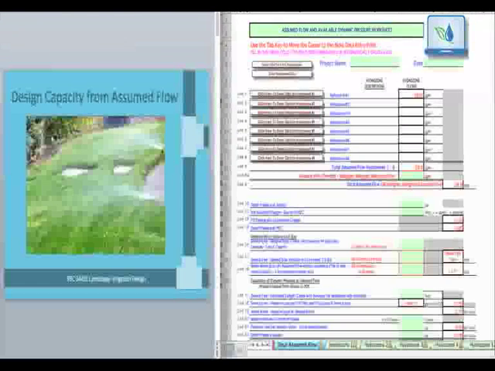Hi folks, we're continuing our discussion of design capacity and available pressure with the situation where you might have to make a calculation of assumed flow because perhaps a project is just in the planning stages and you don't have information about what the water supply situation might be, but you still need to calculate the amount of water you're going to need for your irrigation project.